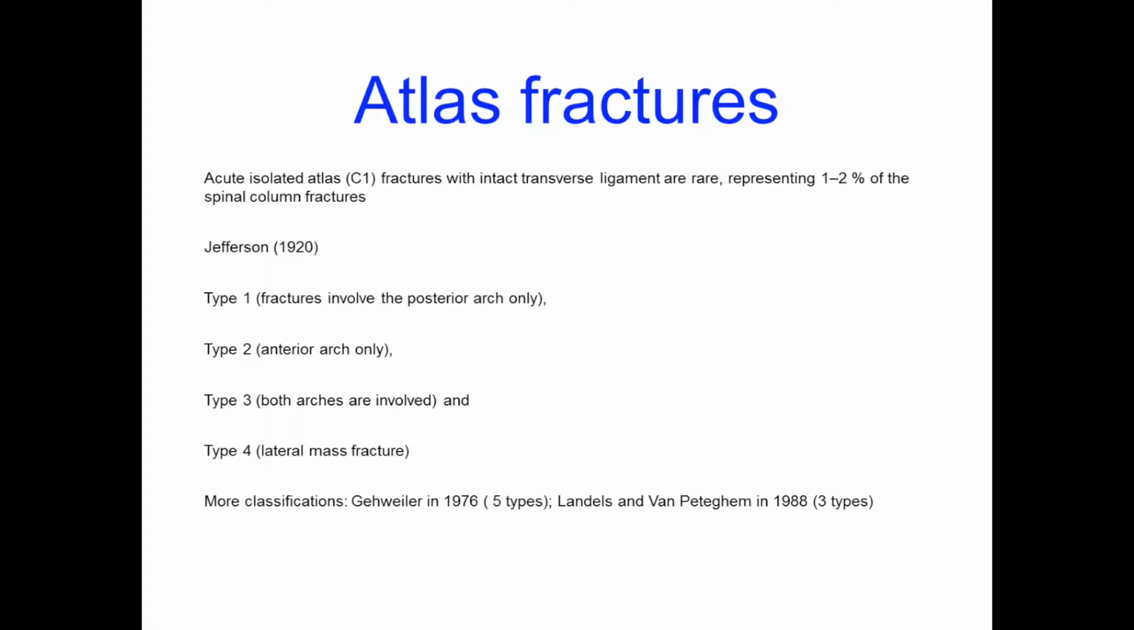Jefferson in 1920 was the first to bring out a classification. He had 4 types: posterior arch, anterior arch, both arches, and then our lateral mass fractures. There are countless classifications brought out for this. Gerweiler brought one in 1976. He had 5 types of injuries. Landells and van Peteghem came out in 1988, and they had 3 different types of injuries.